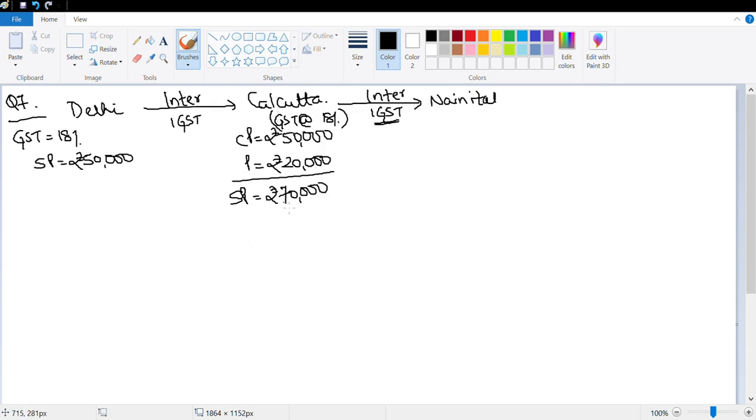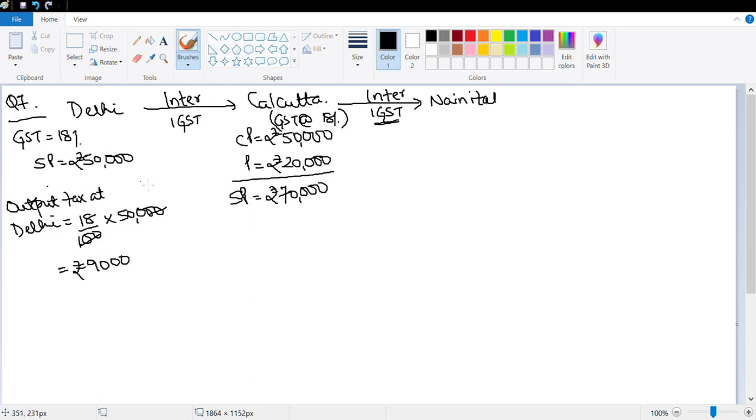Find the output tax at Delhi. Output tax at Delhi, like I said, is calculated at the selling price. So this is 18% of my selling price, which is 50,000. That's 18 into 50, that's 90 with 2 zeros. So output tax at Delhi is rupees 9,000.